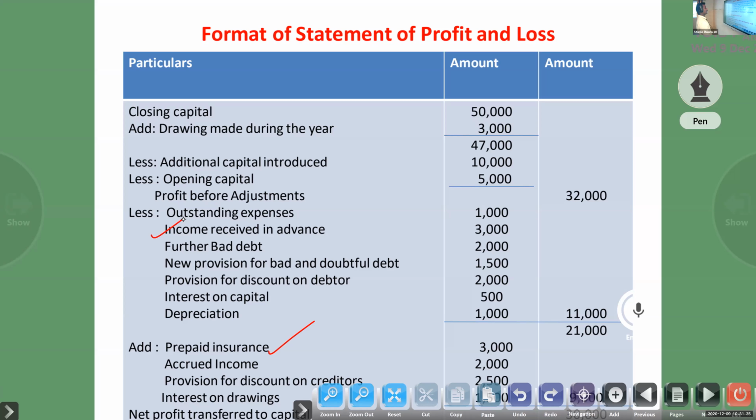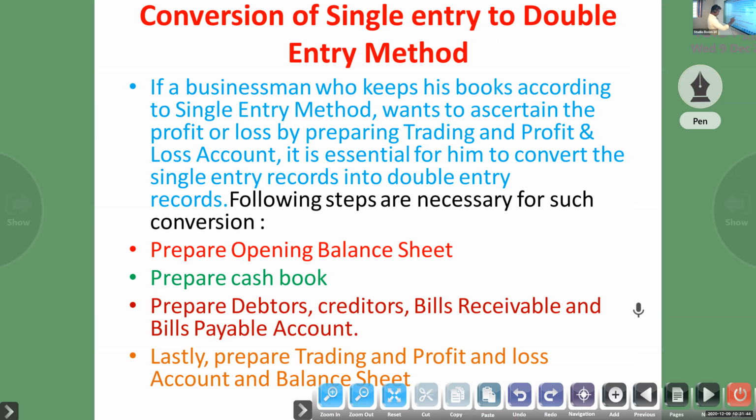Then conversion of single entry into double entry. Now we did one problem. Opening balance sheet we prepared, cash book already it is there. So from cash book, opening cash in hand, closing cash in hand, don't forget. But no need to write in the exam, I will not ask. Prepare cash book, yeah, you have to remember. Prepare debtors account, creditors account, bills receivable, bills payable account. Last you have to prepare trading profit and loss account and balance sheet. Okay, I think compared to the last chapter, it is very easy.